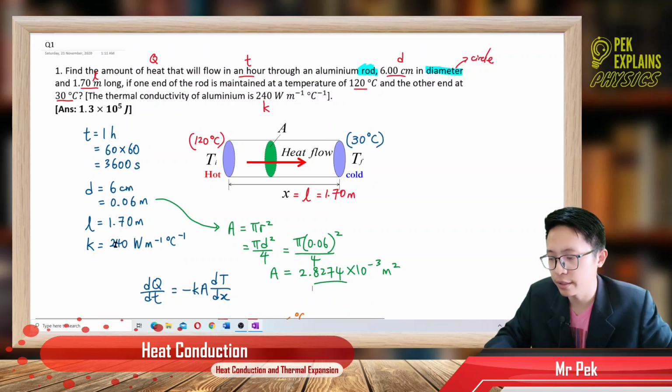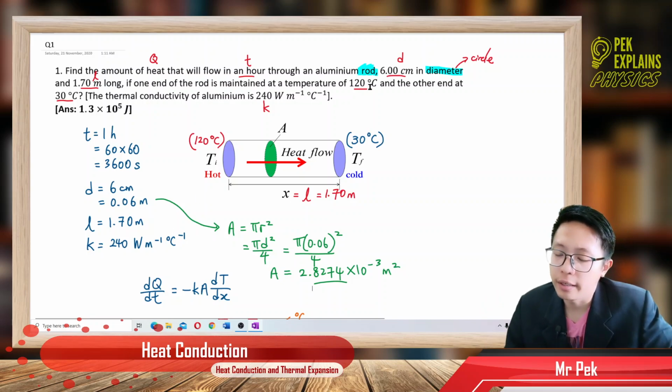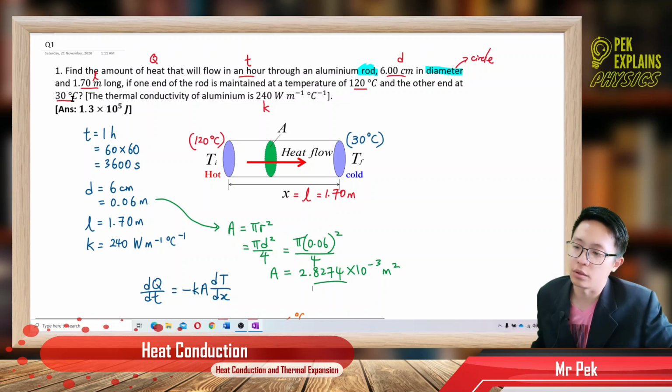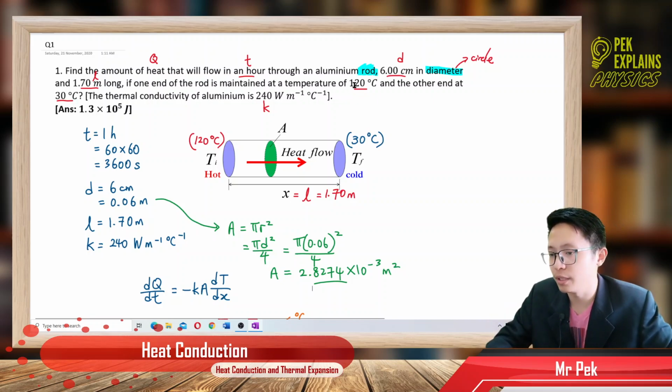So this one relates to heat conduction, the thermal conductivity of aluminium. Then it gives us the temperature of both ends. One is a hot one and the other one is a cold one. So which one should be the initial temperature? Is it the hot one as initial or the cold one as initial?